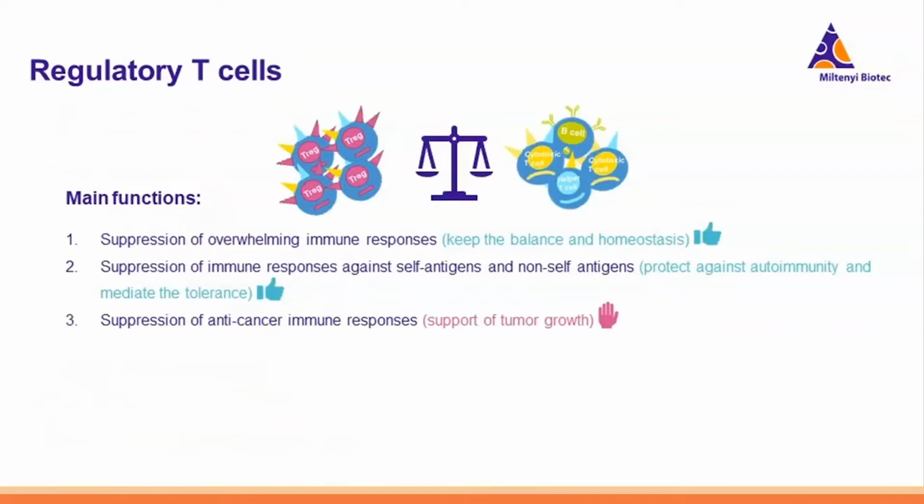Tregs are an important subset of adaptive immune cells and control immune reactions for maintaining homeostasis in the body. In general, they have three main functions: suppression of overwhelming immune responses, which leads to keeping the balance and homeostasis in the body. The second is the suppression of immune responses against self-antigen and non-self-antigen, which protects against autoimmunity and mediates tolerance in the body. And the last one is suppression of anti-cancer immune response, which is not really the favorite functionality of Tregs because it supports tumor growth.